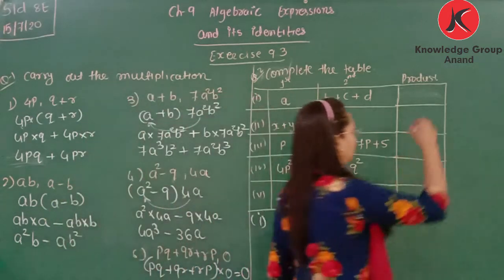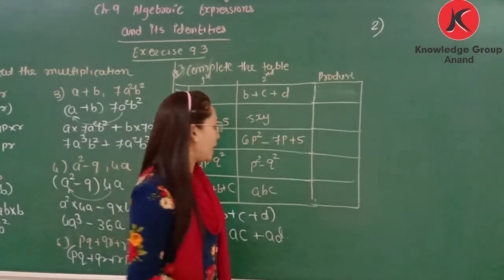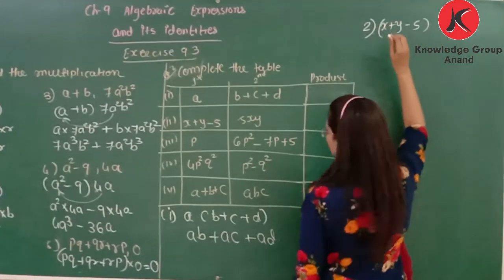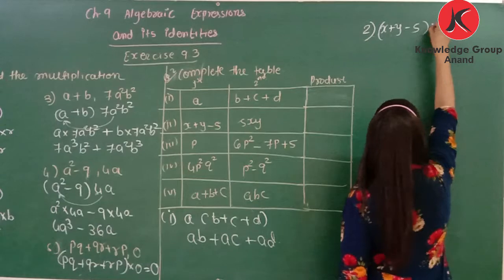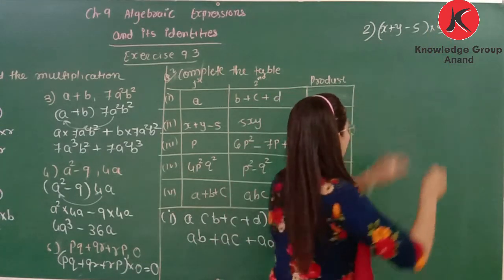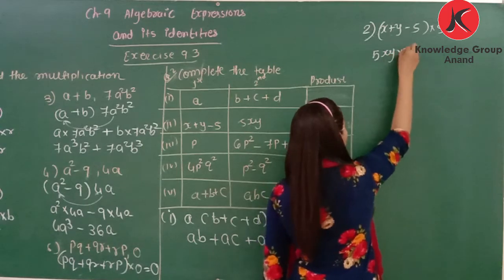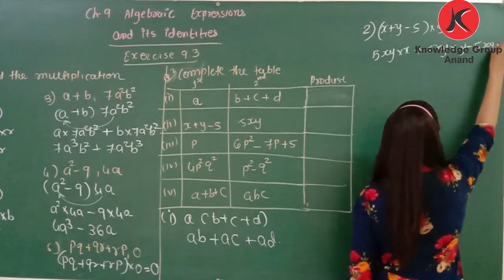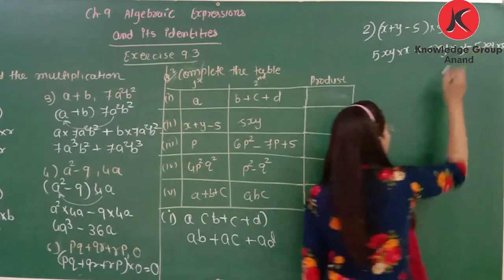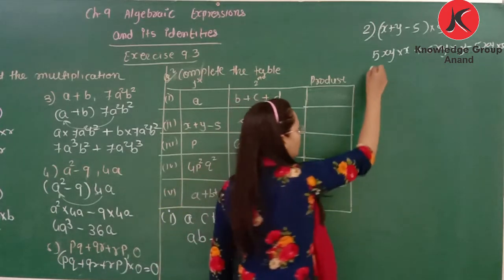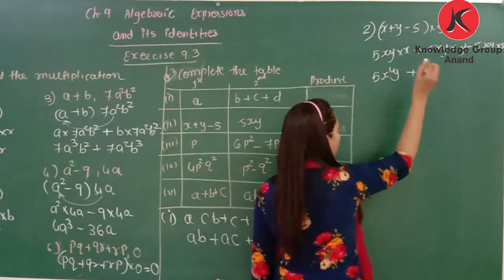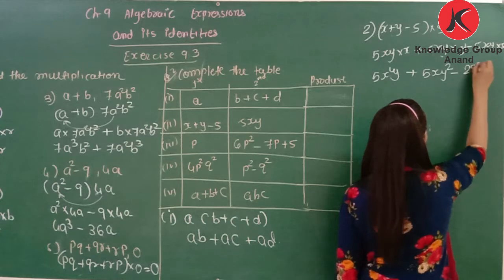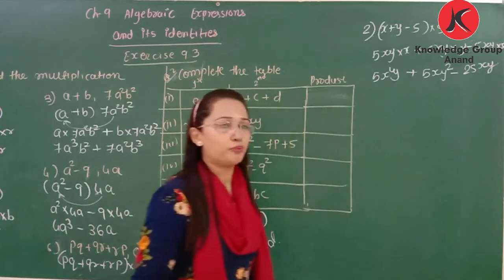Now second, x plus y minus 5 is multiplied with 5xy. So here 5xy is multiplied with x, 5xy is multiplied with y, and 5xy is multiplied with 5. Here minus 5 is there, so here our sign is minus. Now 5x square y plus 5xy square minus 25xy. So this is our answer of the product.